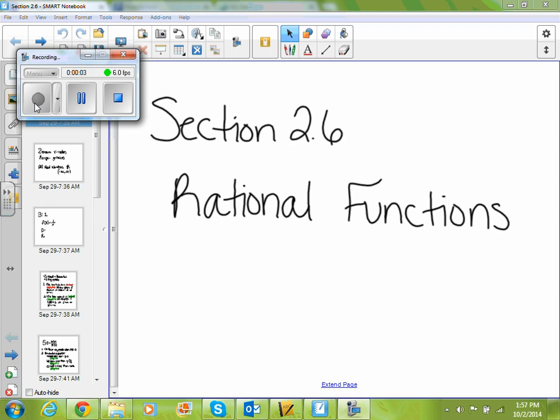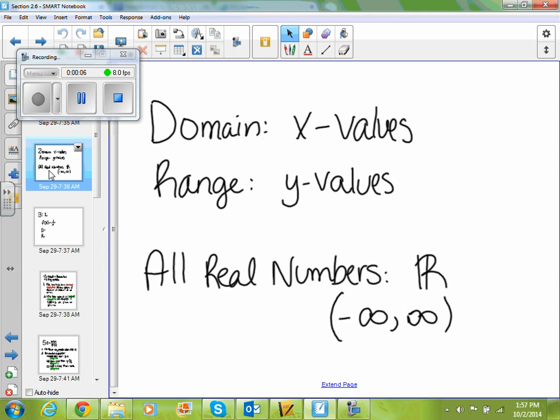Okay, so if we look at our rational function section 2.6, we can refresh our memory by going over the fact that domain always refers to our x values, and range always refers to our y values. And we represent all real numbers with either that double R symbol or with negative infinity, positive infinity in parentheses. Okay, so we oftentimes get domain and range to be all real numbers, but instead of writing all real numbers, we can use our double R symbol or the negative infinity to infinity.